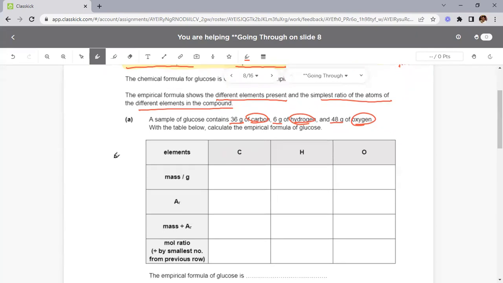First thing, you need to be able to do this table. I need you all to remember the format of this table, because the table format is going to help you reach the final answer. Elements in the first row: carbon, hydrogen, oxygen. Second row is mass, units in gram. AR is the relative atomic mass. This is the number you're going to find in your periodic table.